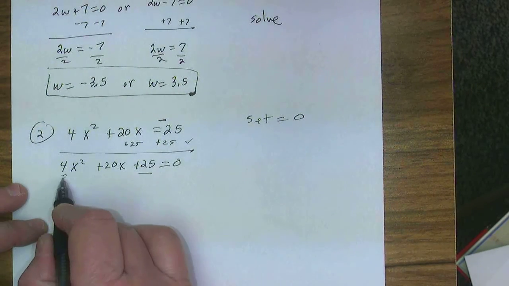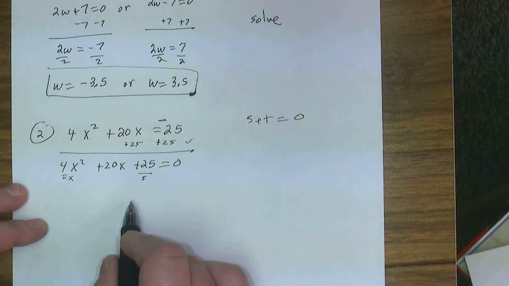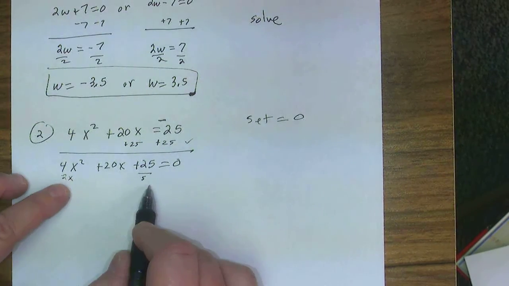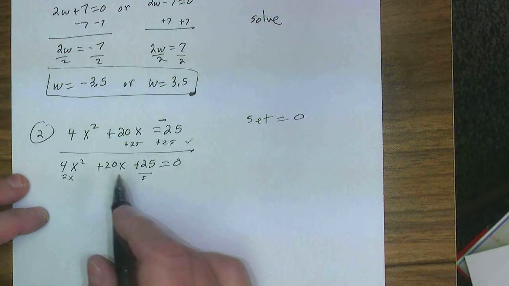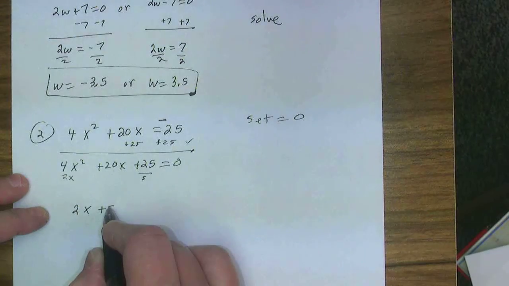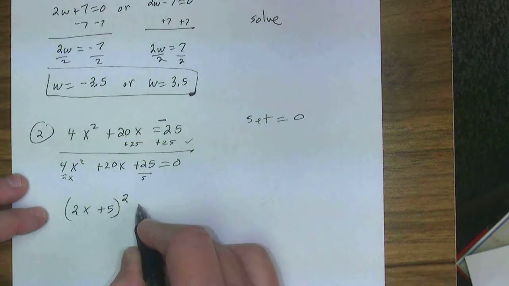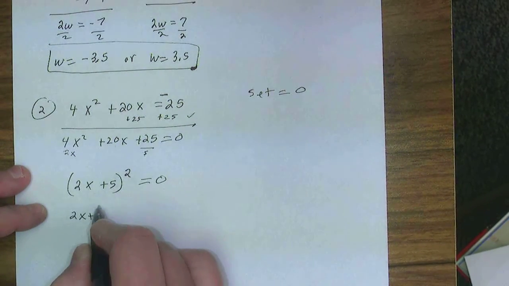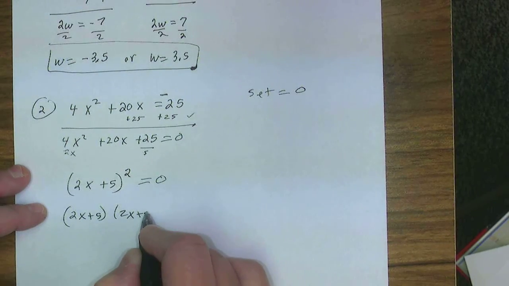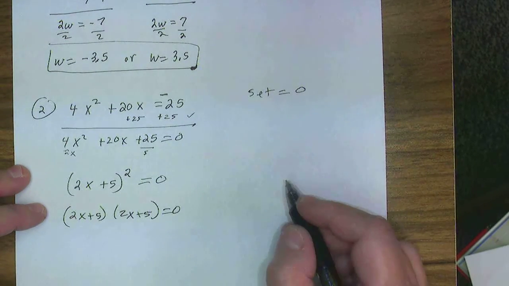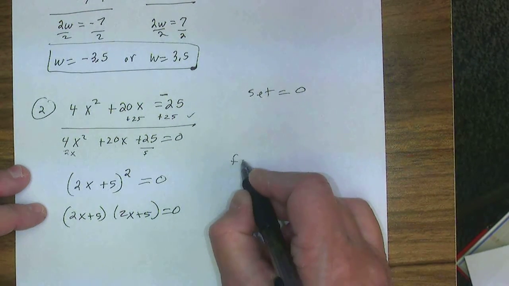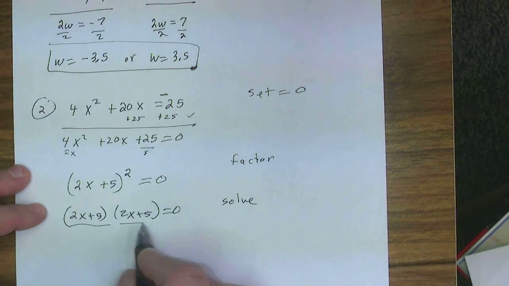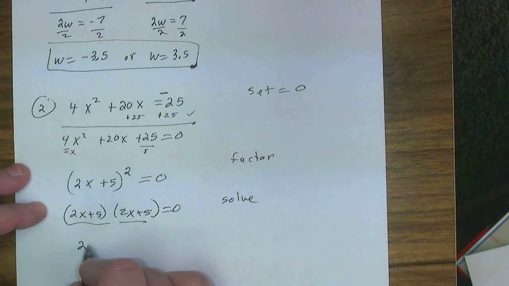This is a perfect square 2x. This is a perfect square 5. If you notice in the middle, that is twice their product. 10x, if you double it, it's 20x. So this will factor into 2x plus 5 squared equals 0. Now that means 2x plus 5 times 2x plus 5 equals 0. So you're going to set it equal to 0, you're going to factor, and then you're going to solve. These two factors are the same, so you only have to do it once.